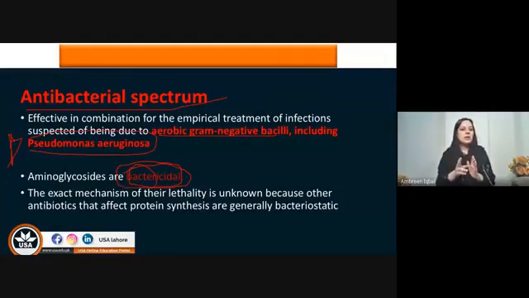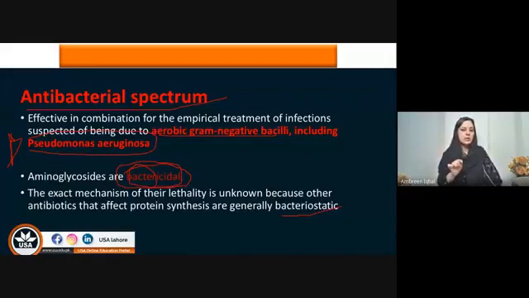One additional thing I need to tell you is, generally all those drugs that inhibit the bacterial protein synthesis are by nature bacteriostatic, except aminoglycosides. There is an unknown cause why they act as bactericidal. Even all those antibiotics that just affect the protein synthesis act as bacteriostatic, except this aminoglycoside that affects the protein synthesis, and still it is bactericidal in nature.